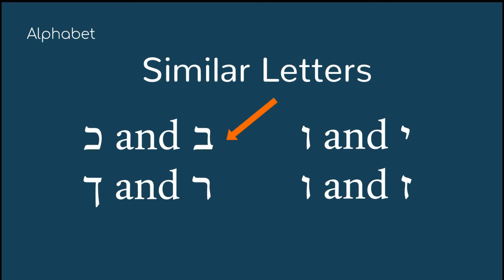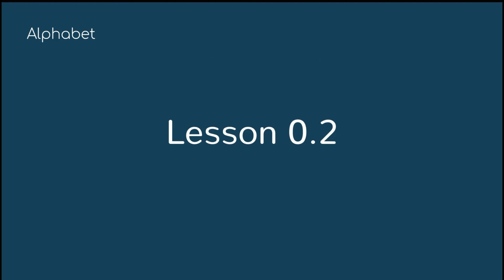And then we have bet and kaf. The only difference between bet and kaf is the bottom right-hand corner of the letter. Kaf is rounded and bet is sharper. And finally, we have resh and final kaf. The resh is rounded in the top right-hand corner, and it doesn't go below the line. The kaf is sharp on the top right-hand corner, and it goes below the line. Stay tuned for the next alphabet lesson, where you'll see the oldest biblical Hebrew text ever found.